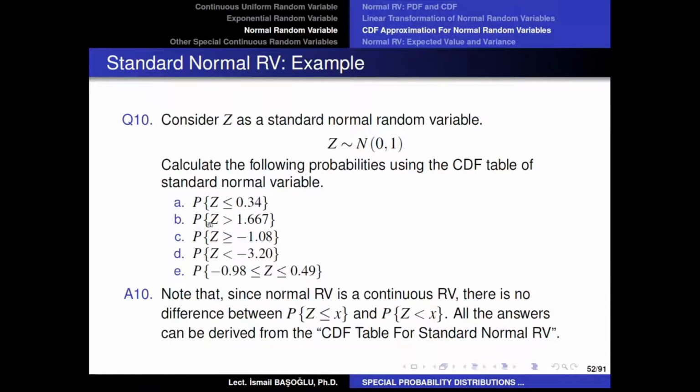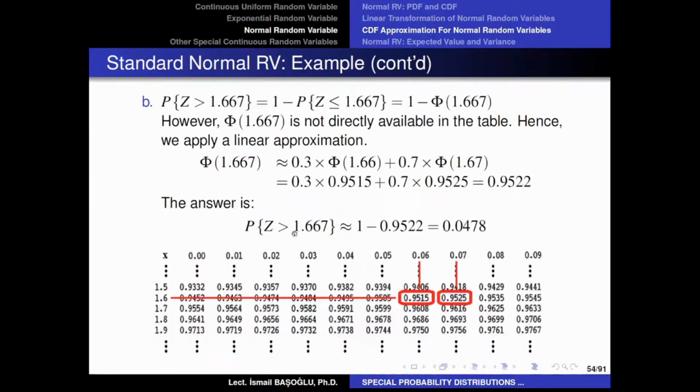Now it asks the probability of z being greater than 1.667. This time we have 3 digits after the decimal point. What is the probability of z being greater than 1.667? First of all, this is a tail probability, right? It is not a cumulative probability because it says greater than. Now let's look at the answer.